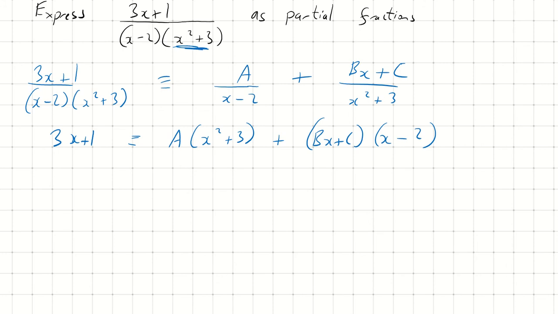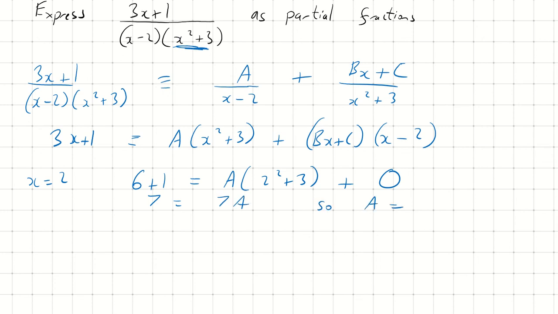in order to find out what a, b, and c are. First of all, the easiest way to start is to substitute x equals 2, because the x minus 2 bracket will disappear. So with x equals 2, the left-hand side becomes 6 plus 1, and that's equal to a times 2 squared plus 3 plus, because x is 2, the x minus 2 bracket cancels out, so we get 0. We get 7 equals 7a, so a equals 1.